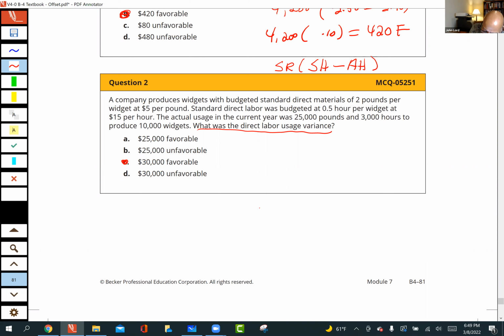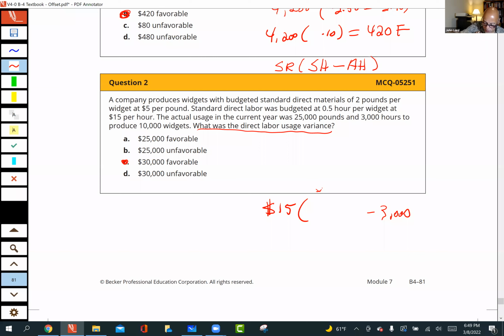Standard direct labor was 0.5 hours per widget at $15 per hour. I look at that and I say, thank you, God. I don't argue with the question. Thank you for giving me the standard rate on labor, 15. I write that down. The actual usage in the current year is 25,000 pounds. Don't need that because we're looking at labor. And 3,000 hours to produce. Well, that's the actual hours. Thank you, God. They gave me that. To produce 10,000 widgets. Now, as I've said, and that's typically the case, for the price variance, it's usually the actual hours you have to figure out.